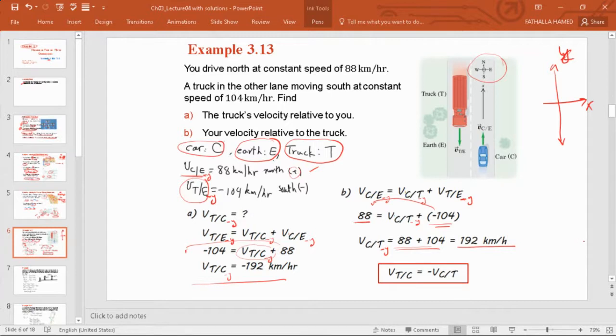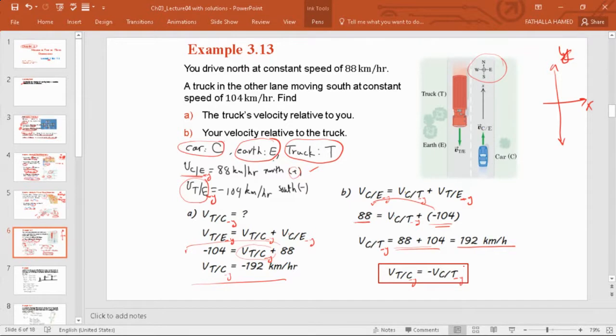So relative to the car, the truck is moving south at 192 kilometers per hour. Relative to the truck, the car is moving at 192 kilometers per hour, but it's moving where? It's moving north. So the velocity along the y of the truck relative to the car will basically be minus the velocity of the car relative to the truck. The speed is the same.